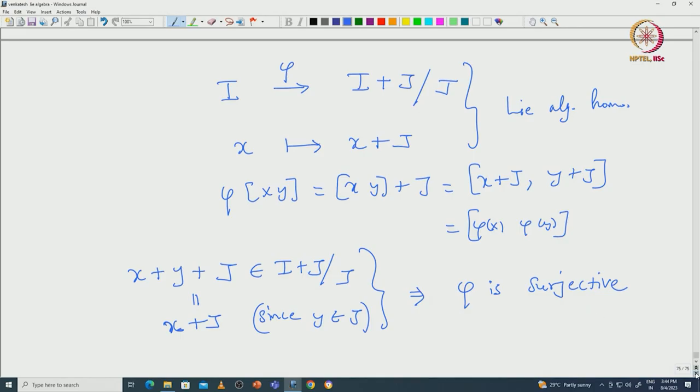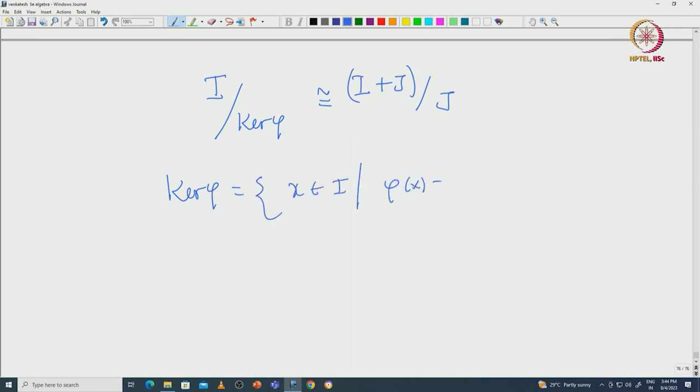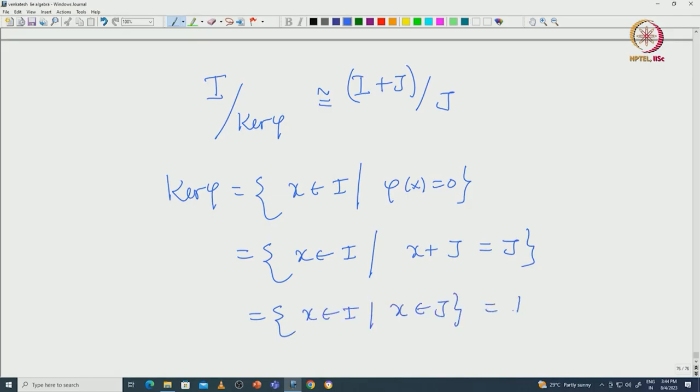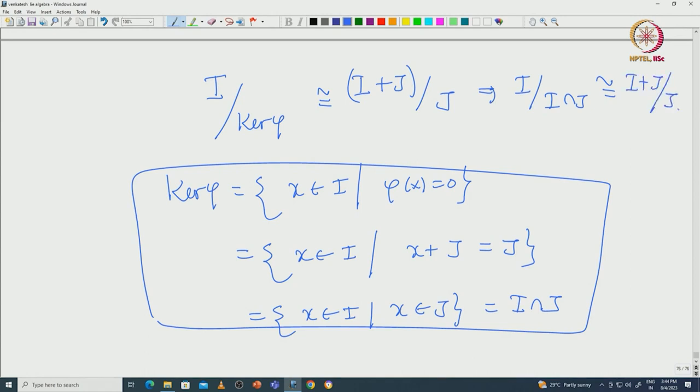Now what is the kernel? If you can identify the kernel, then I modulo the kernel of phi will be isomorphic to I plus J modulo J, because the map is surjective. The kernel consists of those x in I such that phi of x is 0. That means x plus J is 0, which should be equal to J. So that is just those x in I such that x is in J, which is nothing but I intersection J. So by computing the kernel very explicitly, we see that I modulo I intersection J is isomorphic to I plus J modulo J. So this is somewhat immediate from the first isomorphism theorem.